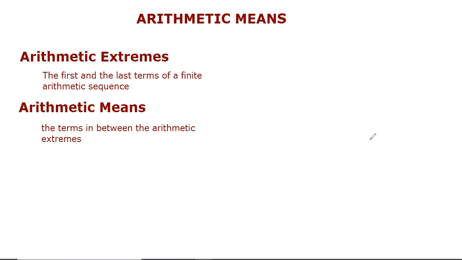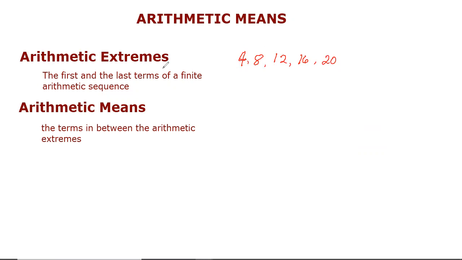So in arithmetic means, we have arithmetic extremes. So what are the arithmetic extremes? The first and the last terms of a finite arithmetic sequence. So what does it mean? For example, in illustrating this, we have 4, 8, 12, 16, and 20. As you can see in this sequence, we have 5 terms.